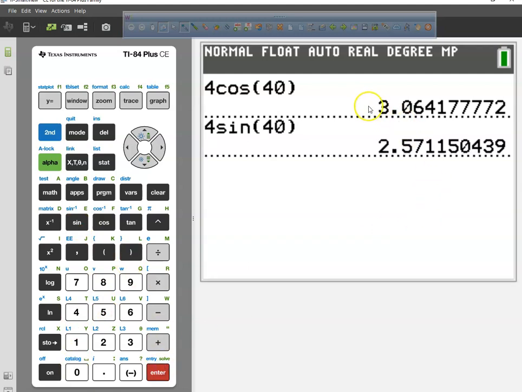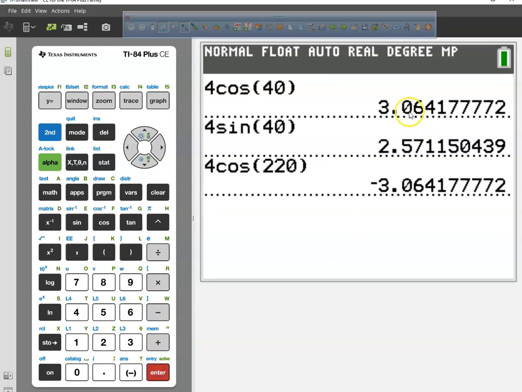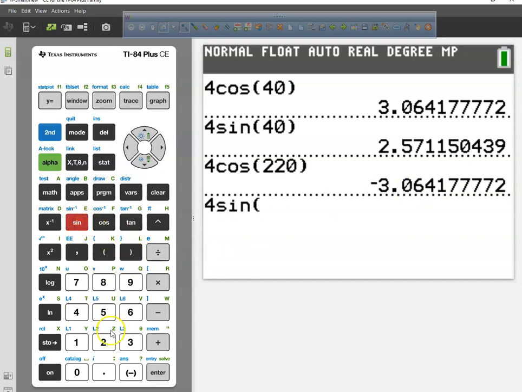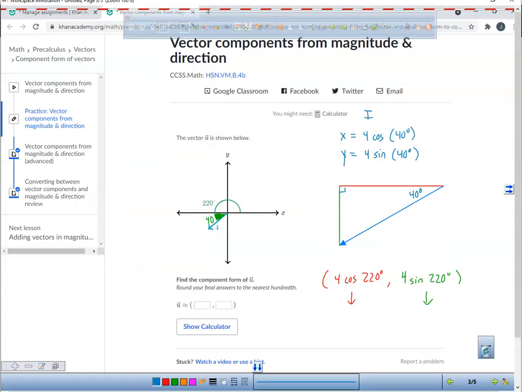And so my answers should be the negative version of this and the negative version of this because we're in quadrant number 3. So check this out. I do 4 cosine, and what am I going to put in? 220. See how that makes that negative? Now if I do 4 sine 220, so does everybody see kind of the shortcut that you're allowed to do? You can actually do what? Whatever this is, you can just use that as your theta, and it gets you the answers that you need.